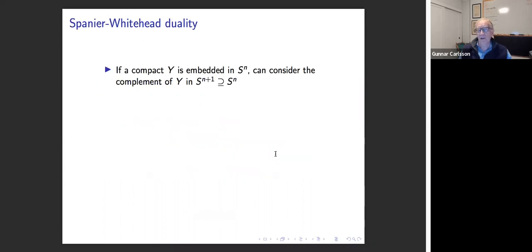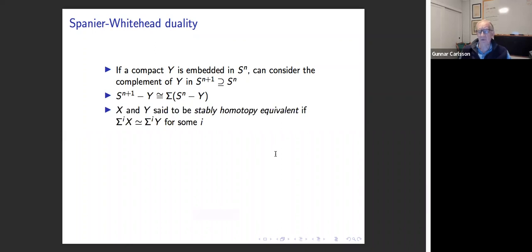Let me talk about a nice step one can take in that direction called Spanier-Whitehead duality. It says, if a compact Y is embedded in S^n, you can consider the complement of Y in S^(n+1) also contained in S^n. And what you find then is that S^(n+1) minus Y is homotopy equivalent to, in fact, homeomorphic to, I think, the suspension of S^n minus Y. So X and Y are said to be stable homotopy equivalent if two suspensions of them are homotopy equivalent.